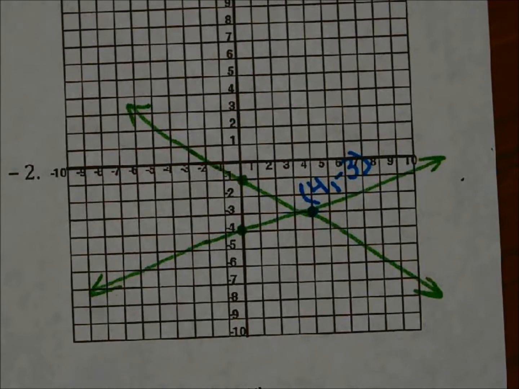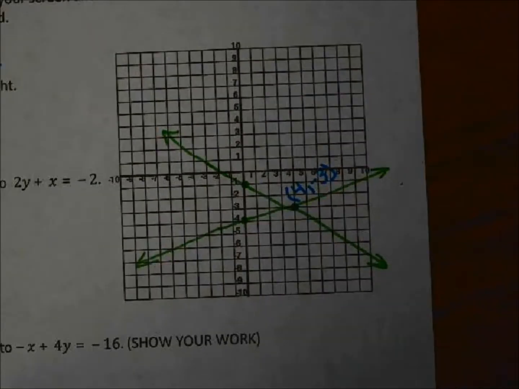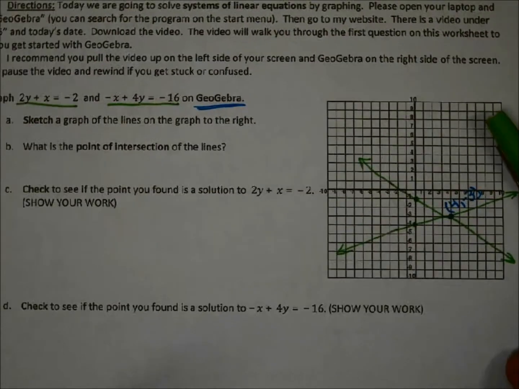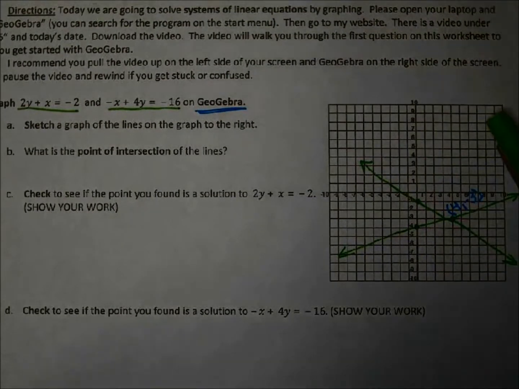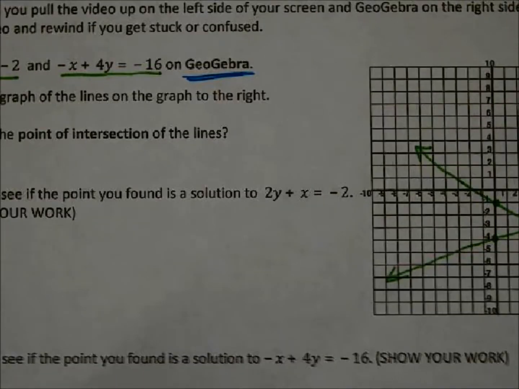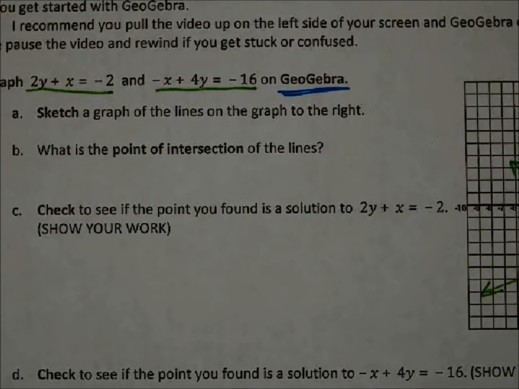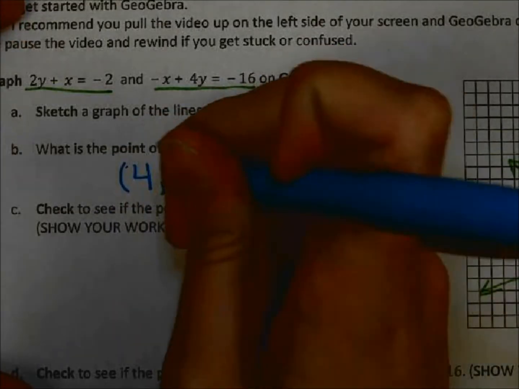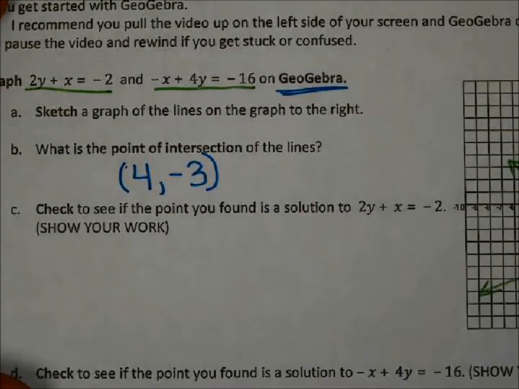Alright, so we did part A. We sketched our graph. Once again, it is a sketch. It doesn't have to look perfect. The next thing we're going to do is figure out the point of intersection of the lines. The way we found this is we looked at our algebra toolbar, which was on the left, and we discovered that the point is in fact (4, -3).